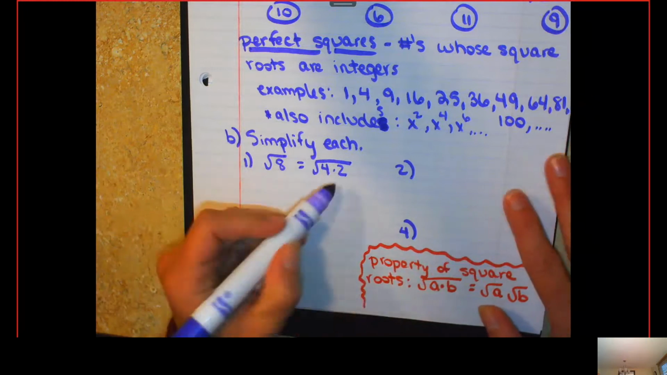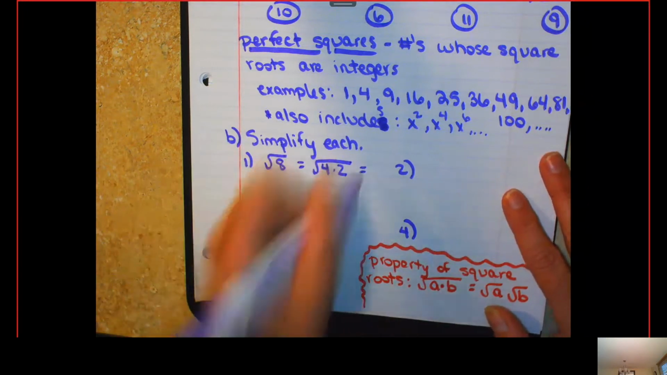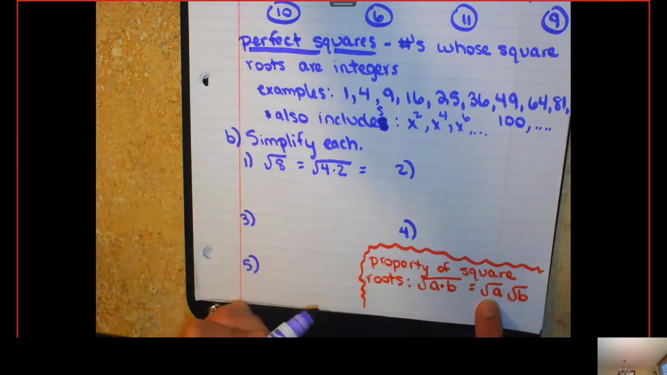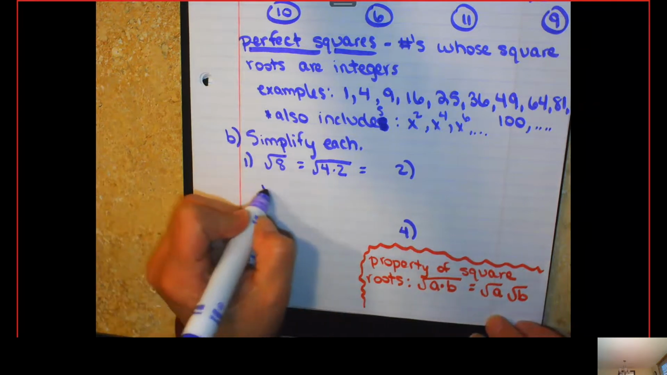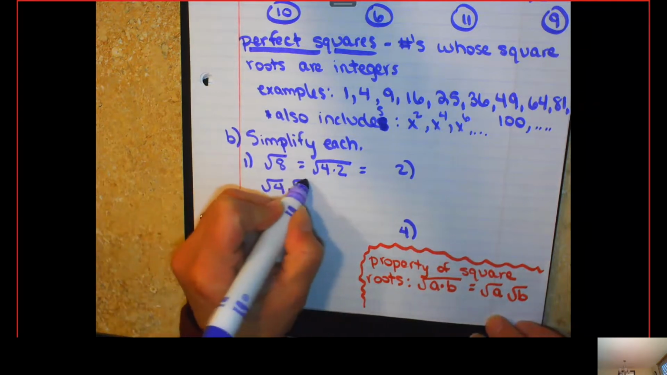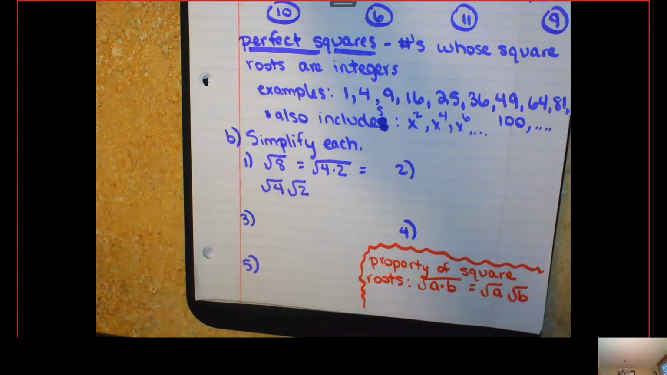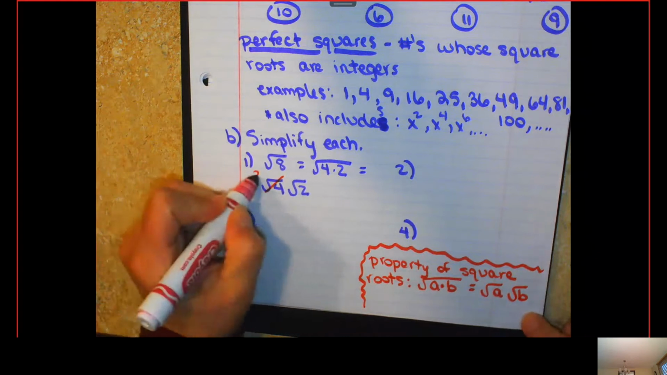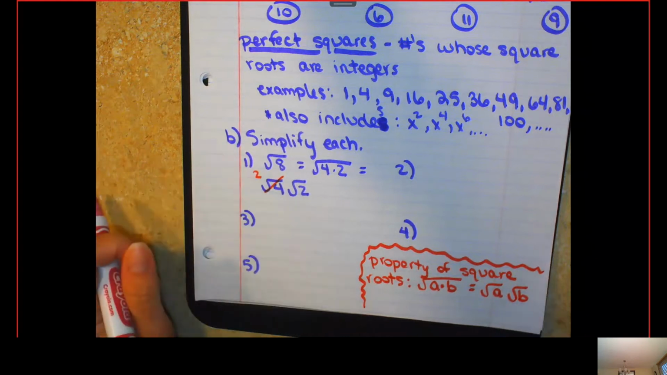Simplifying means we want the smallest underneath. So here's what we're going to do. I'm going to take this property now and I'm going to separate each of these into their own radical. So this is the same as radical 4 times radical 2. You give them their own radical. This is why I did that. We know the square root of 4 is 2. Remember, 2 times 2 gives you 4. That's why 2 is your answer.